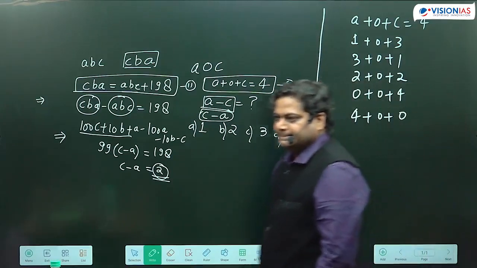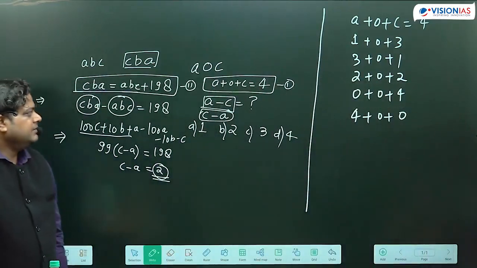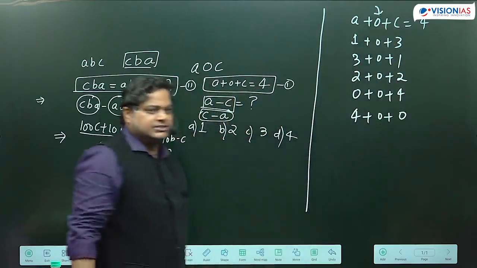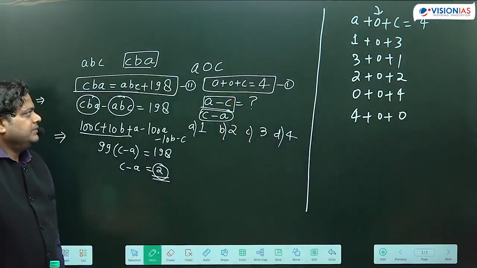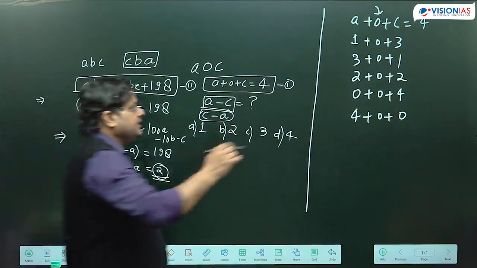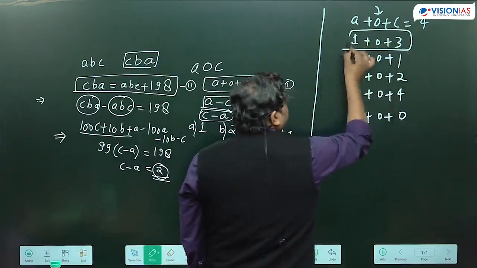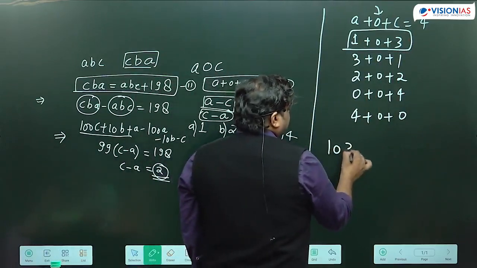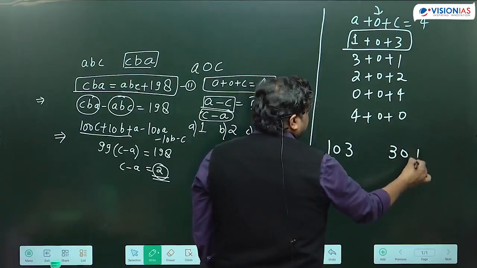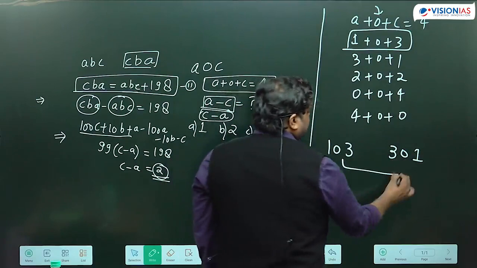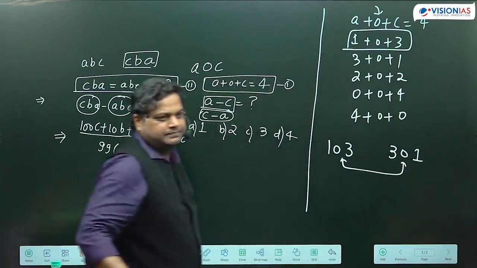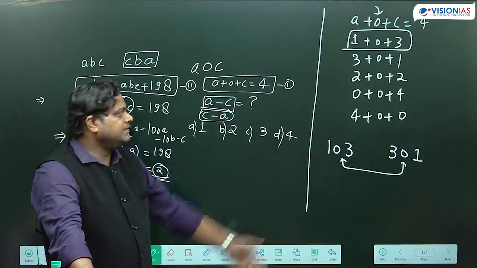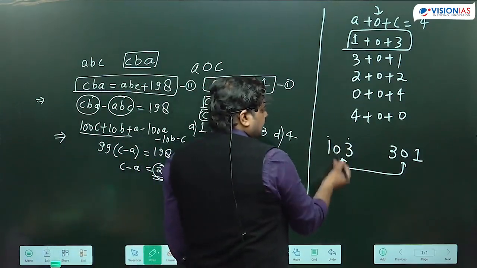This way. These are the possibilities. 0 plus 2 plus 2 cannot be. Middle one is 0. Now in this we need to check if we get this number 103. If we are reversing the digits, it is coming 301. What difference are we getting? 198. That means this can be a possibility. This is the number. So what is the difference of first and last?